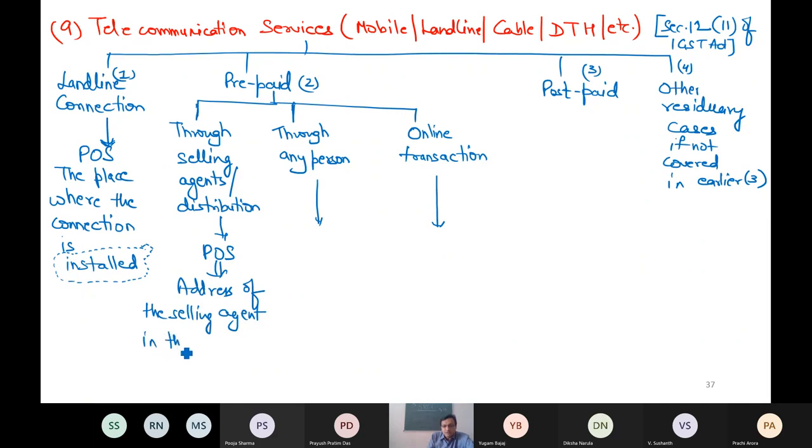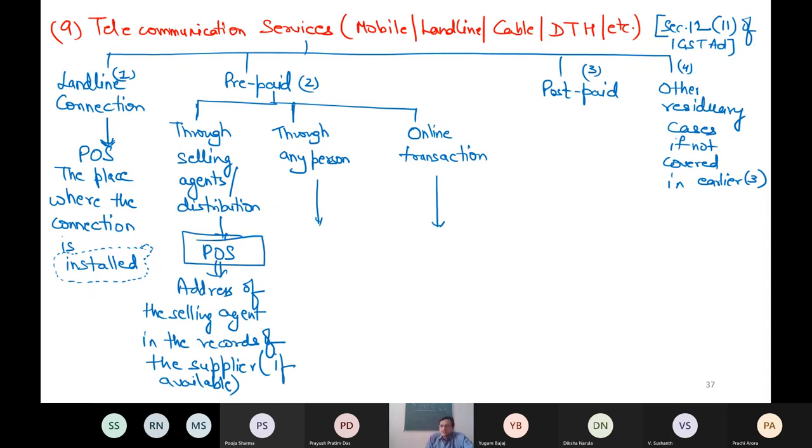In the records of the supplier. Address of the selling agent in the records of the supplier. Now in this case I am assuming that the address exists, if available. Only then I can give this answer. If you don't have the address, then how will I tell you the location or place of supply? So I am assuming that the address is existing in the records of the supplier. This is my first point.